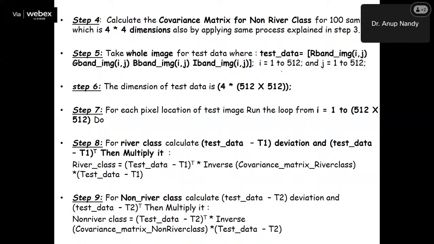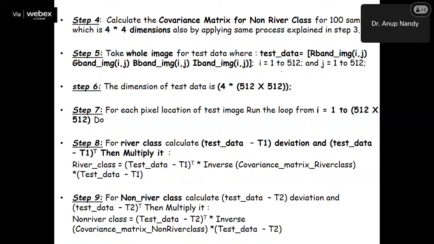Okay, and test data is nothing but coordinate positions, as I already told you. In the training data you are just picking a few sample points from the river region and a few sample points from the non-river region. But during testing, you take the entire image.